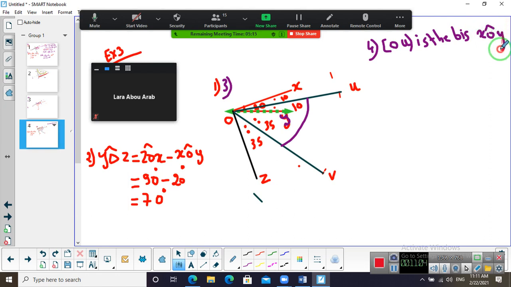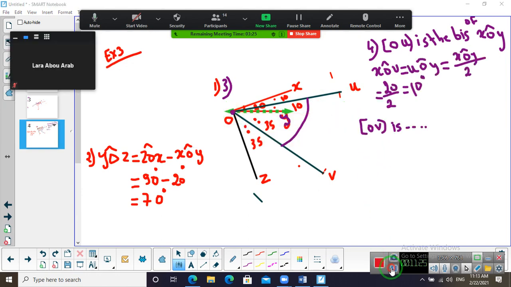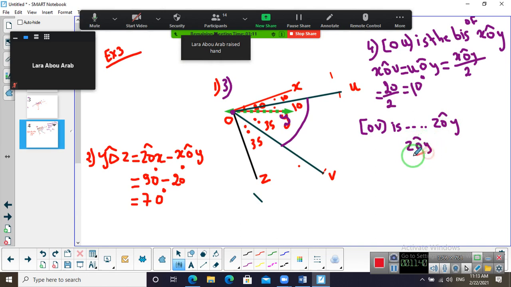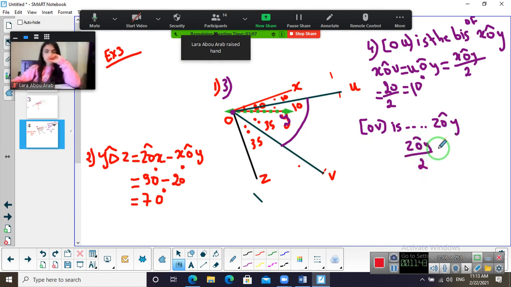So it divides XOY into two equal adjacent angles. Can you name for me these two adjacent angles? Please write all the word bisector. What are these two adjacent angles, Yalara? XOU, and what is the second angle? UOY. OV is the bisector also for the angle ZOY. Write OV in the middle is the bisector of ZOY, and write the calculation. So there are two angles equal to ZOY divided by 2, and it's equal to 70 over 2 equals 35.